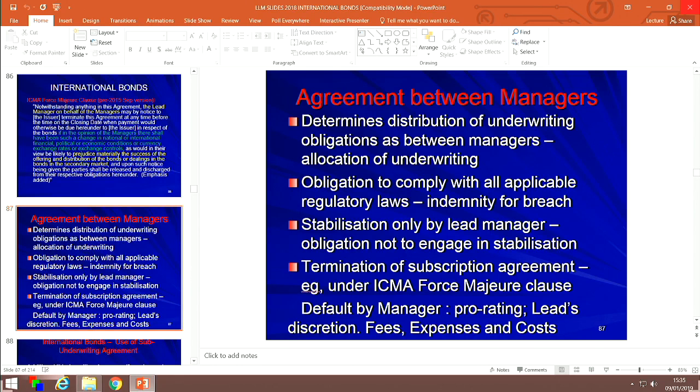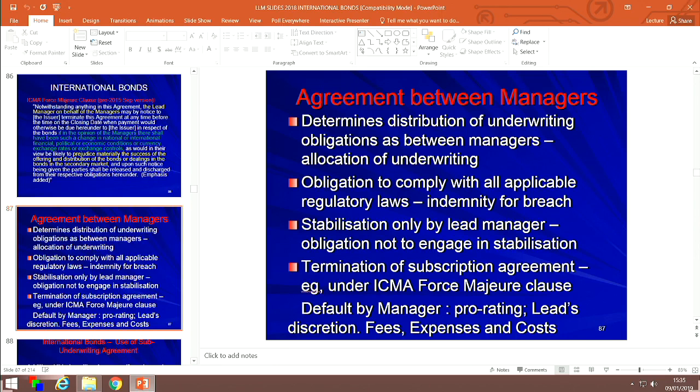In other words, each underwriter agrees to underwrite a particular amount of bonds. 20% of the bonds, 5% of the bonds, whatever the number is. But that's an arrangement, rights and obligations, as between the underwriting banks. It's nothing to do with the issuer. As far as the issuer is concerned, if the bond issue fails to 10% or 20%, it can call on the lead manager or any one of the underwriting banks to take up and pay for that entire lot.